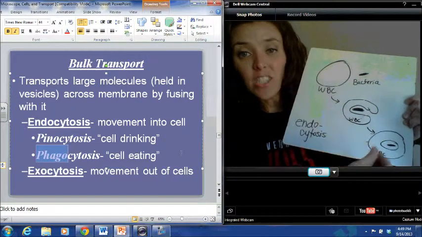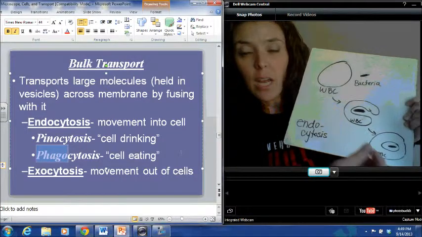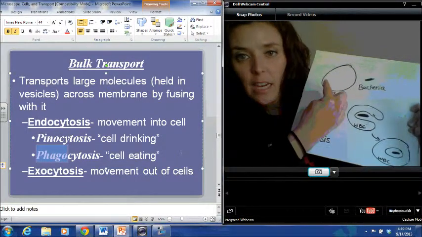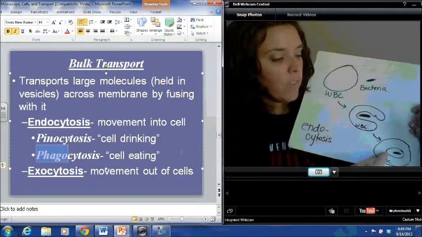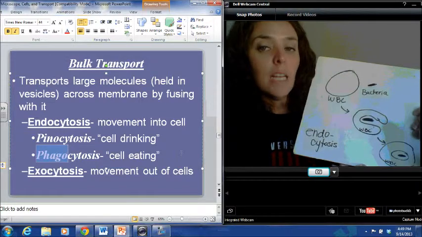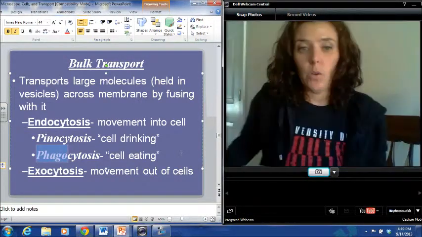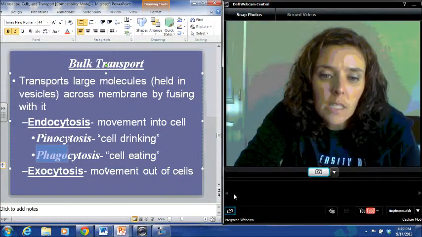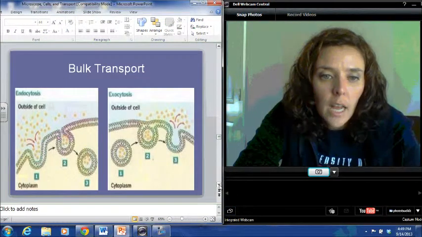Okay, well, what happens once this is in here? It's going to be digested. Well, then you have waste products. Well, how do the waste products get out? Well, it's kind of reversing the arrows here. This vesicle will fuse with the membrane and then release the molecules from the cell. And that would be exocytosis. So that's movement out of the cell. And this next picture shows that pretty well.